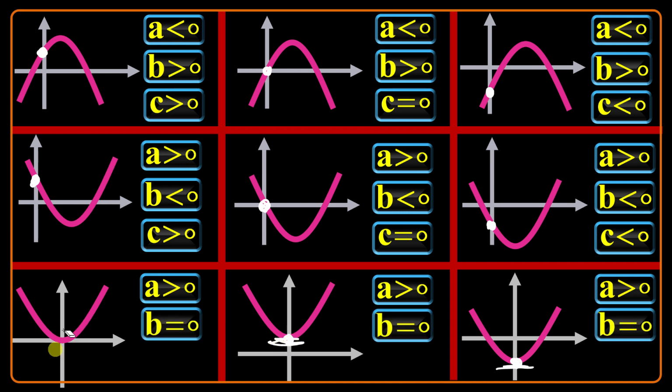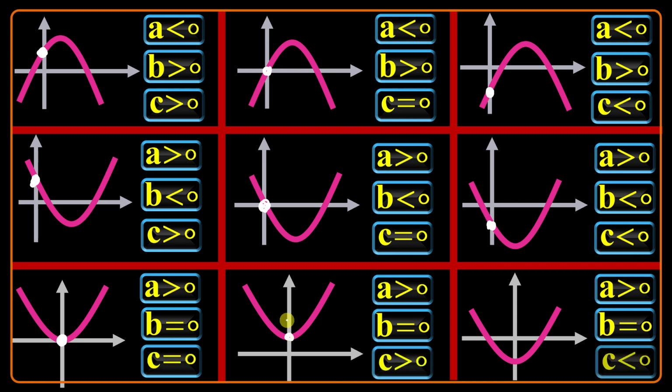What about C? C is the y-intercept. Here I have 0 value for C, here I have positive value for C, and here I have negative value for C because the y-intercept is negative.